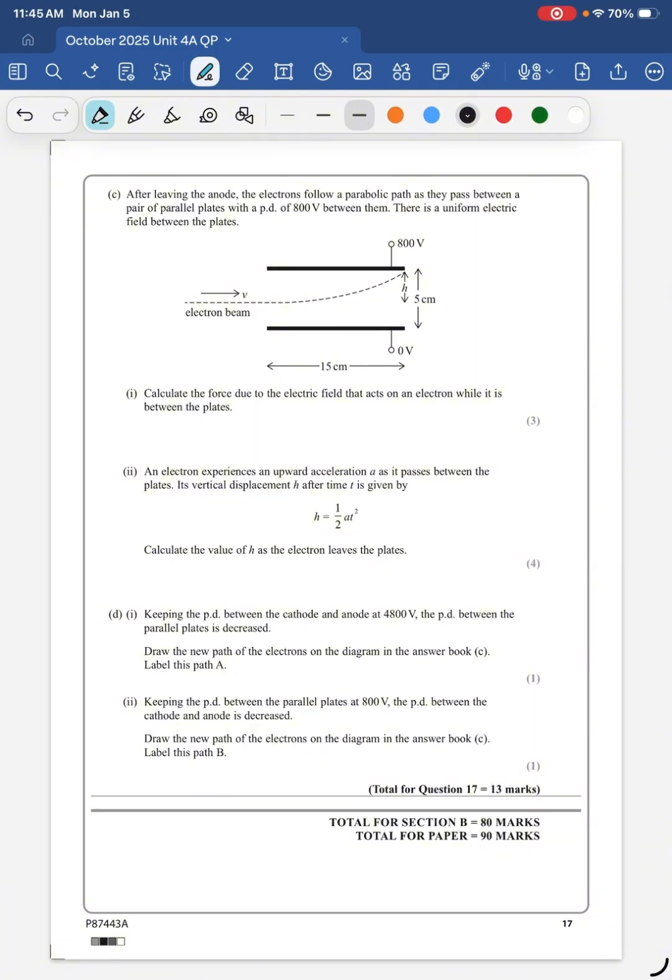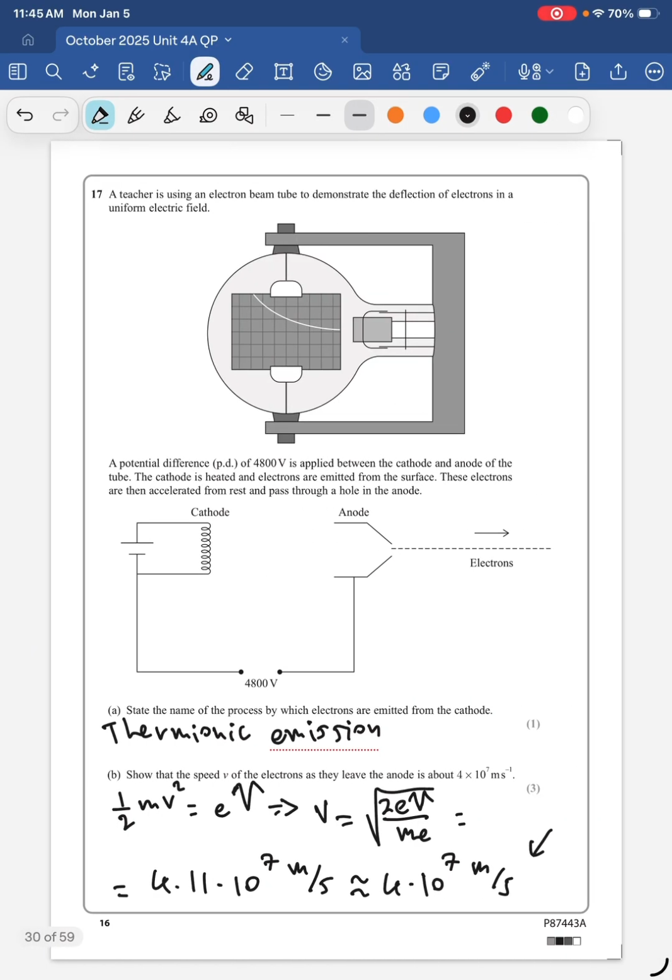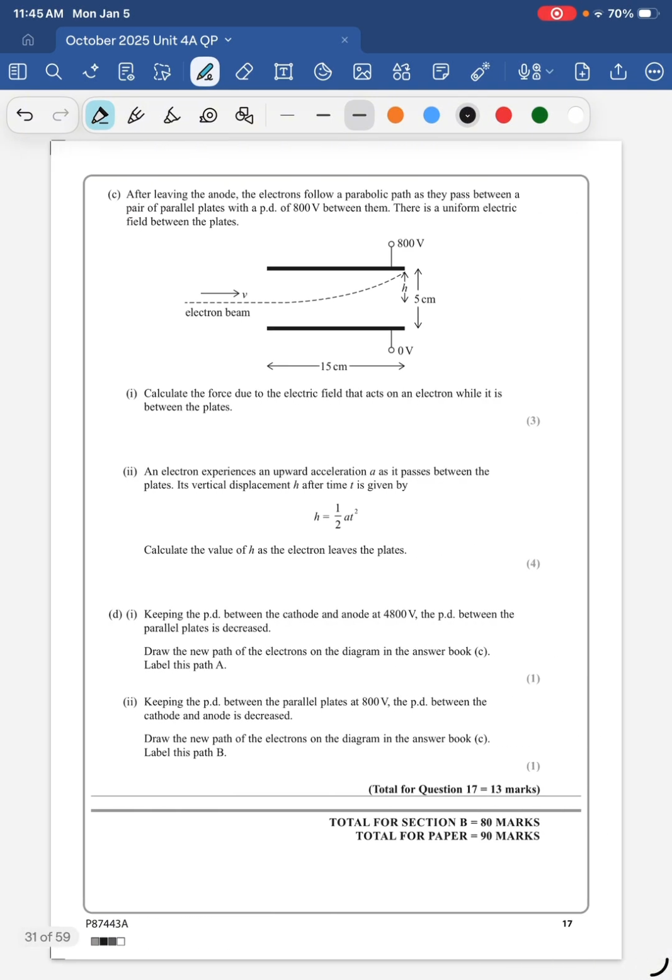So let's do part D. Keeping the potential difference between the cathode and anode at 4,800 volts, and they are talking about this part now, okay? The potential difference between the parallel plates is decreased. Draw the new path of the electrons on the diagram in the answer book C. Okay, so they mean over there. Label this as path A.